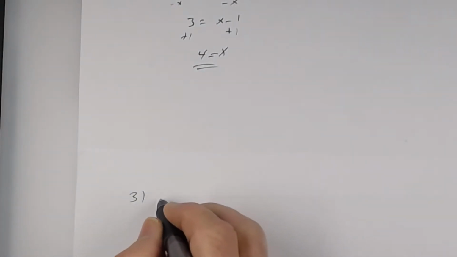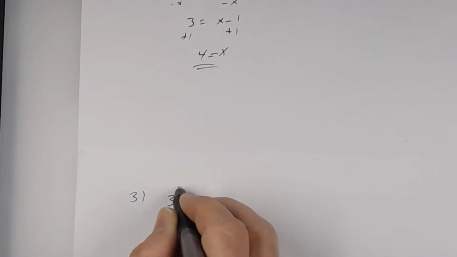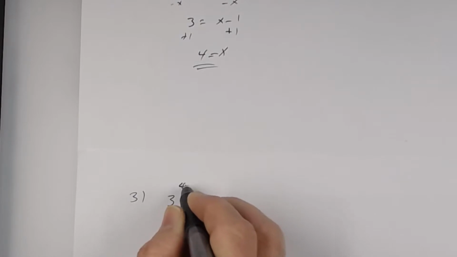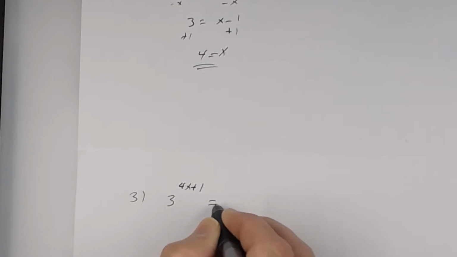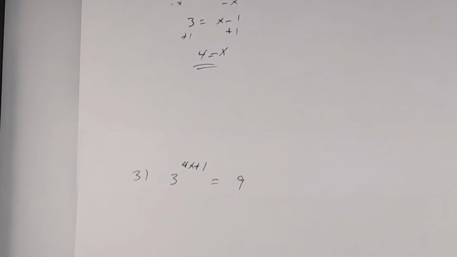Suppose I had 3 to the 4x plus 1 equals 9. You've got to get the base to be the same. So which one do you think you would rewrite? The 9, because what do you notice about 9? It's what?